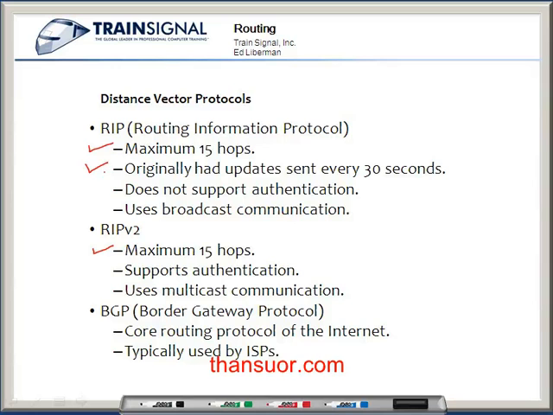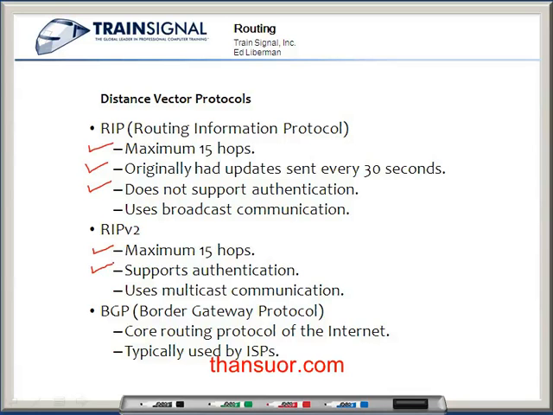Now, another problem that we had with the first version of RIP is that it does not support authentication. Okay, so there's potential security issues there, whereas RIP version 2 does support authentication, which means you also have the ability now to have some level of control over which other routers can update the routing tables within a given router.